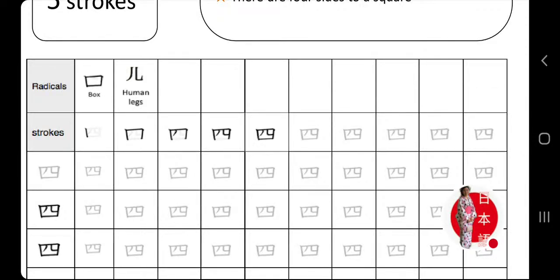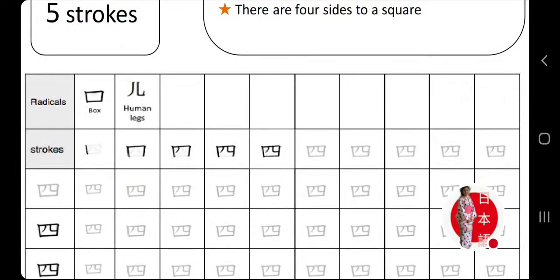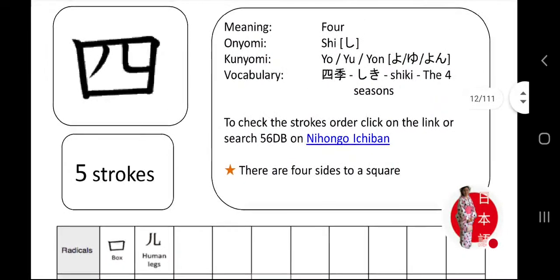Before closing the box, you need to write the windows inside first. As you can see, there are radicals in here: a box and human legs. The human legs are inside the box. Then you can create this character, shi.